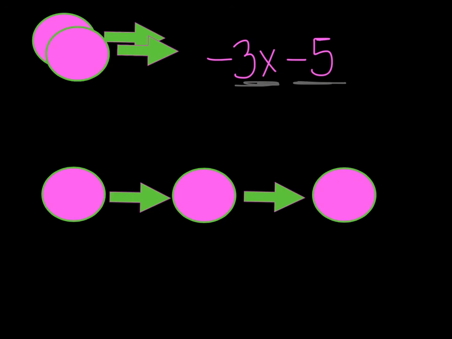So if we build this together, I'm going to start with the variable. My first action arrow is multiplication by negative 3. The result of that variable multiplied by negative 3 is negative 3x. Subtract 5 is my next action arrow. So my last resulting bubble will be negative 3x subtract 5.